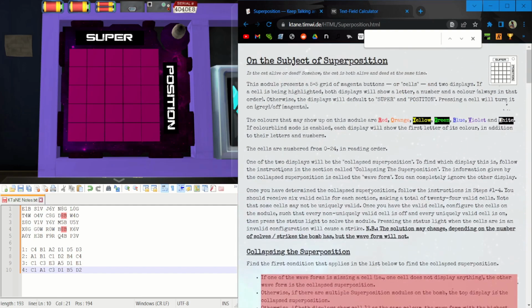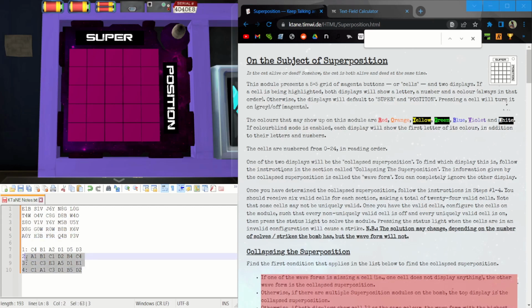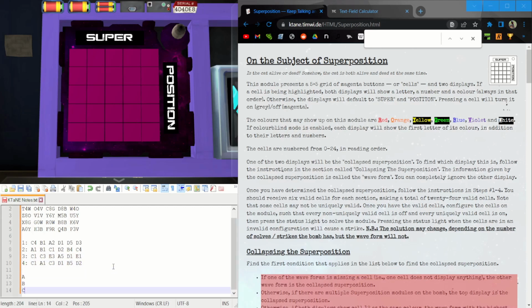So the final part of this module, we need to find out which of these valid cells are only used in one rule. The way I'm going to do that is I'm just going to list out A, B, C, D, and E right here, and mark it out with numbers for which cells are valid. So Charlie 4, Bravo 1, Alpha 2, Delta 1, Delta 5, and Delta 3.